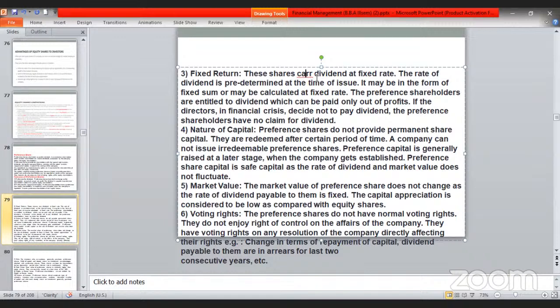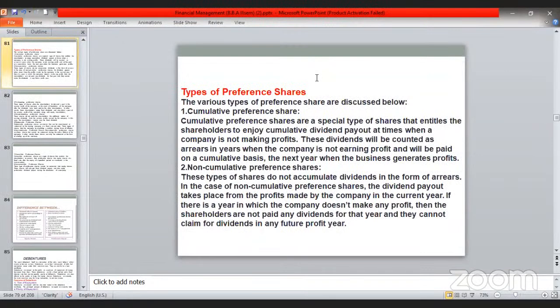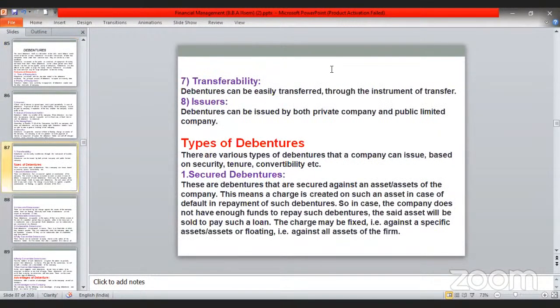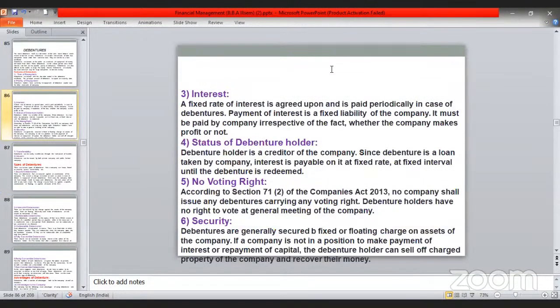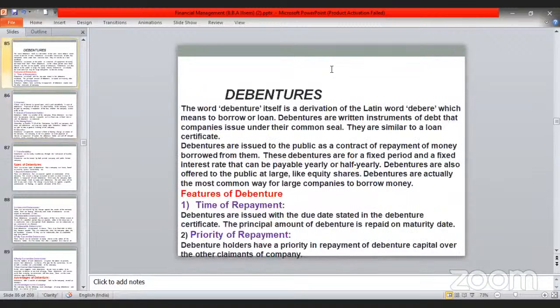Yeah. Next, types of debenture. What is a debenture? A debenture is a loan that you are taking. The word is derived from the Latin word debere, which means to borrow, or a loan.